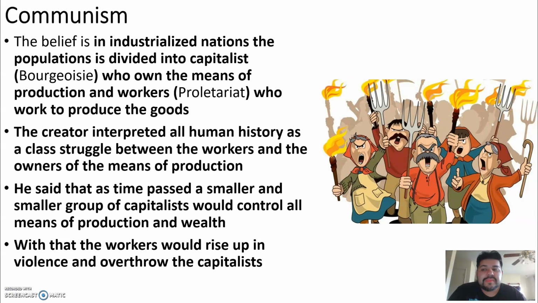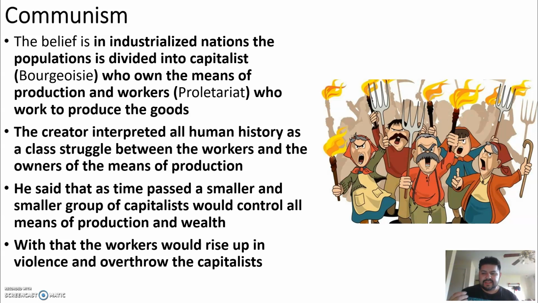All right, now for communism, it's a little bit different. It started off like this. The belief is that nations that are capitalists were divided into two groups: the bourgeoisie, which is the owners of the production, and the proletariat, which are the workers. Now, the creator of communism interpreted all of human history as a class struggle between the workers and the owners. Okay, the workers have no say in how much to produce and what to produce.